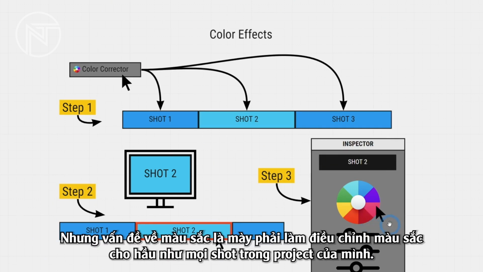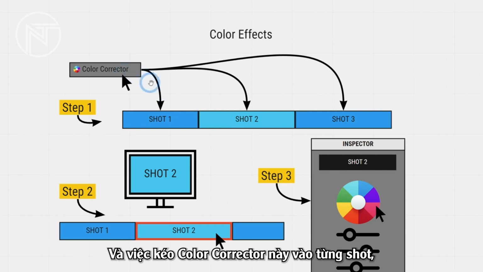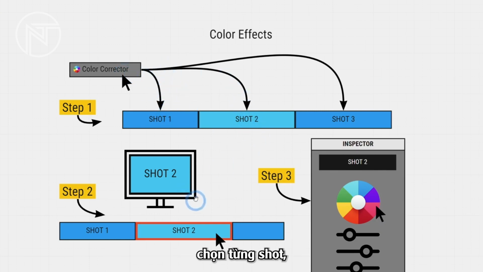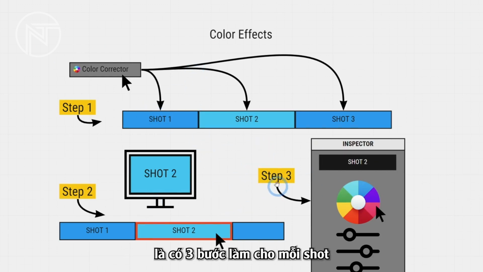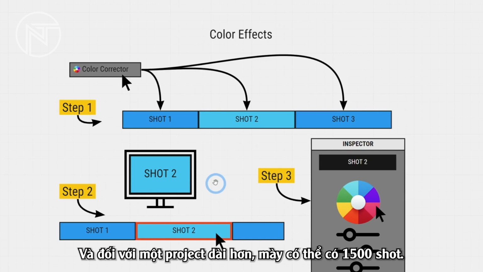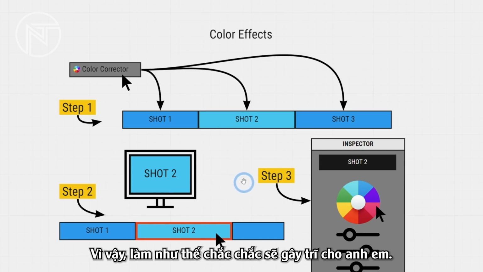But the thing about color is that you do color correction to basically every shot in your project. And so dragging this color corrector to each shot, selecting each shot, and going to the inspector and making your adjustment on every single shot is 1, 2, 3 steps for each shot. And for a longer project, you might have 1,500 shots. And so it just gets really tedious.